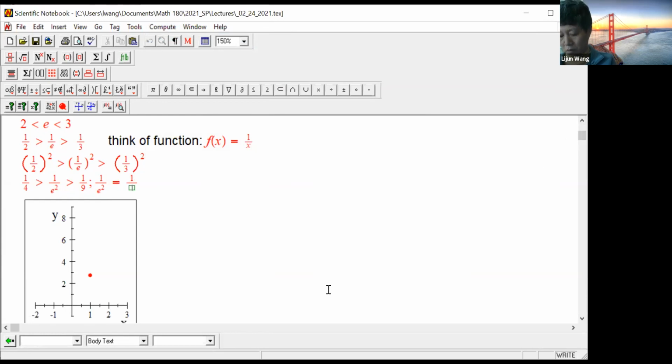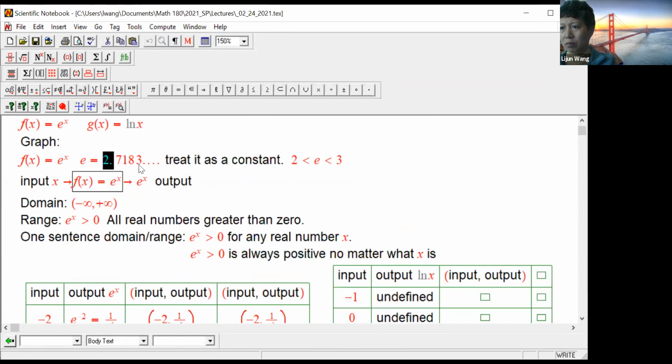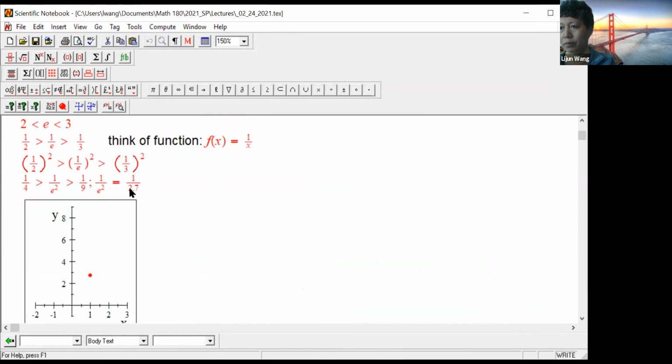2.7... what? 7183. I'm just going to copy that number.